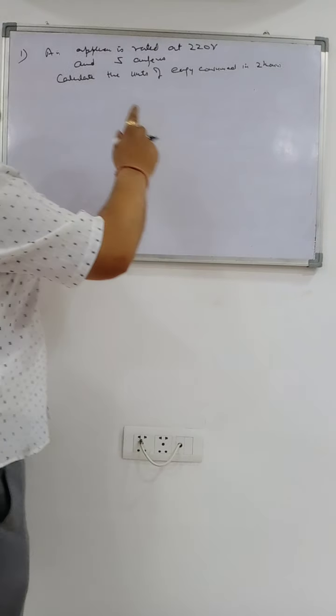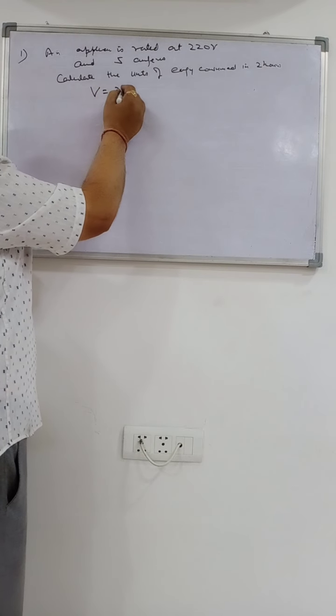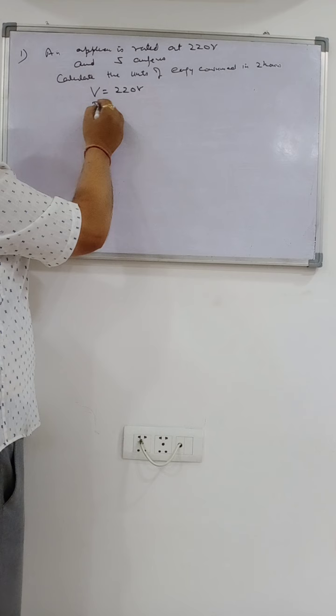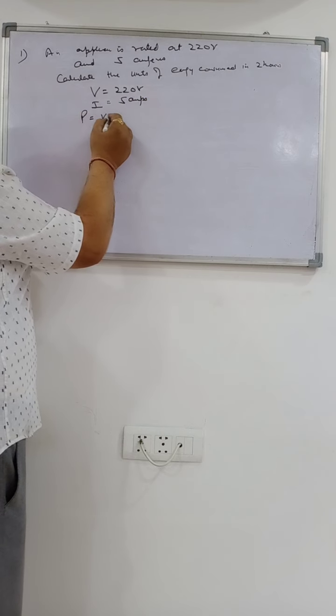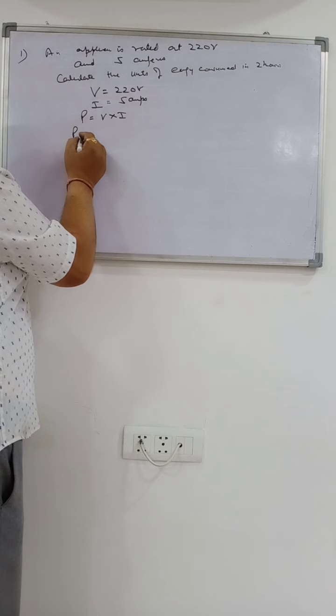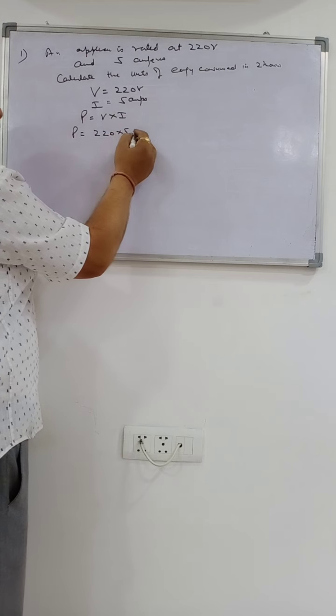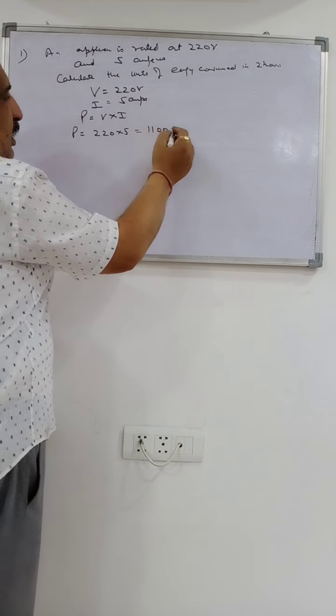So what is given to you? Voltage is given to you, 220 volts. Current is given to you, 5 amps. So what will be? P equal to V into I. So P will be equal to 220 into 5, 1100 watts.